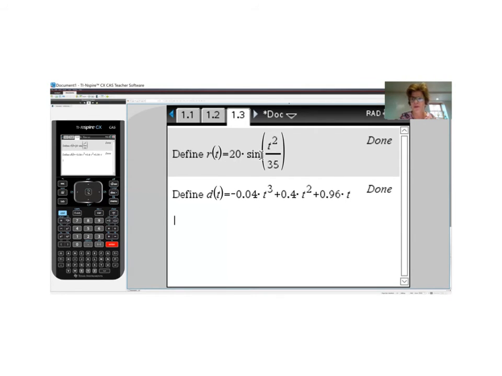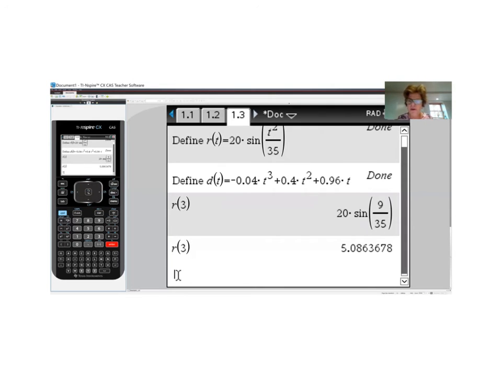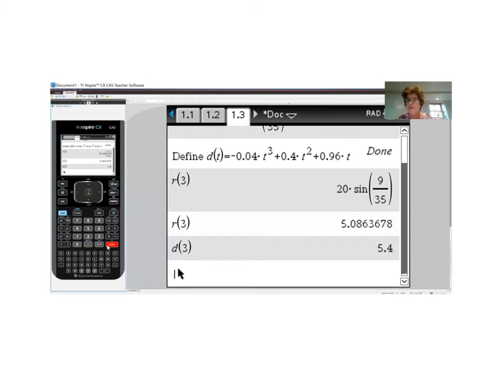the rate at which water was draining out of the pipe and the rate at which water was flowing into it. Now we have to evaluate R of 3 in part B. So we type R of 3, notice that R is in bold, so it knows the function. And again, I have to do approximately equals because I have this in exact mode. So I'll go down, highlight R of 3, press enter, and then press control, enter. And the answer is 5.086678. And that's what I would put down on my paper. D of 3, and then I do control enter, is 5.4. And I would write those values down in part B.